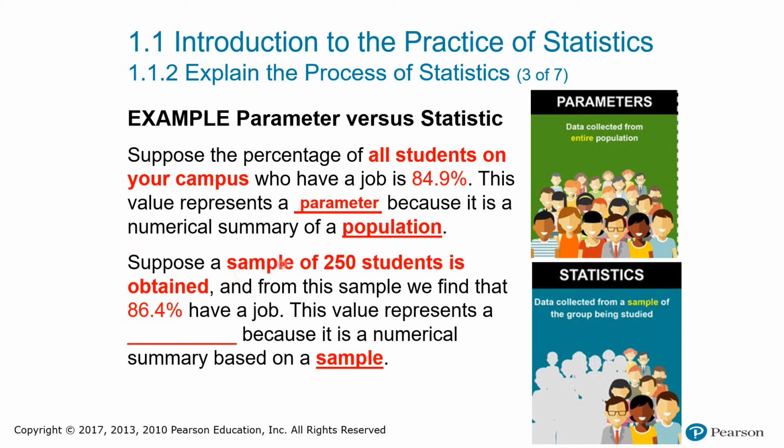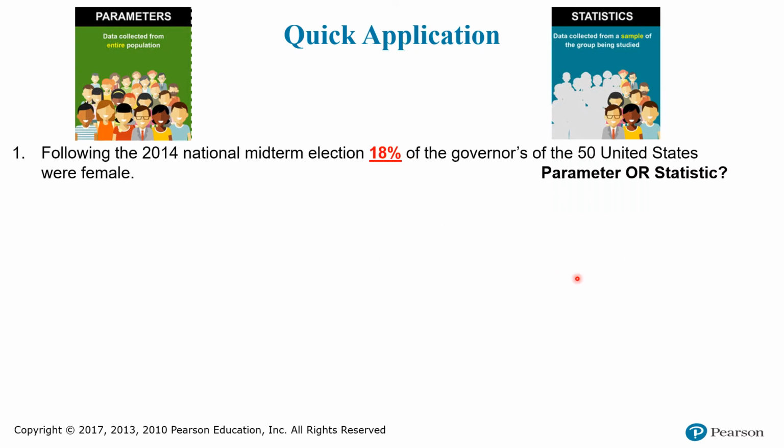Suppose a sample of 250 students is obtained, and from this sample we find that 86.4% have a job. This value represents a statistic because it is a numerical summary based on a sample. So we took a sample of students from the population of all students. So when we are talking about a numerical summary of a sample, that's a statistic. Sample, statistic, population, parameter. So let's do a quick application.